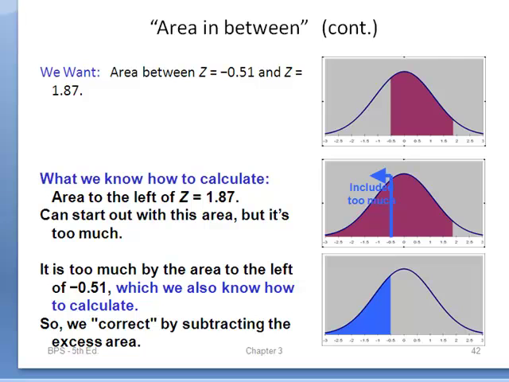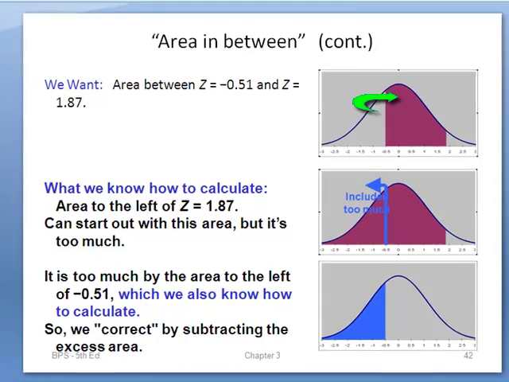Well, we want the area in between. That's the first graph that we see up there. We want to know the area in between negative 0.51 and 1.87. Remember, the only thing that we can get from our standard normal tables are the probabilities or proportions of z's less than a certain z number. We also know that the area underneath the curve is 1, and that the area to the left or to the right of the mean is 50%, or a proportion of 0.5, or probability of 0.5.